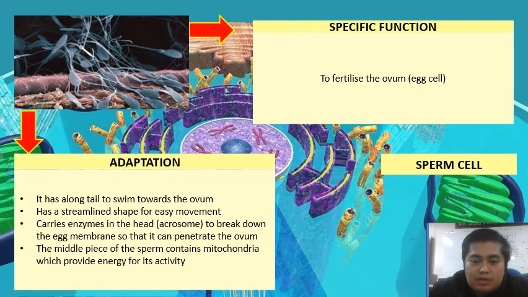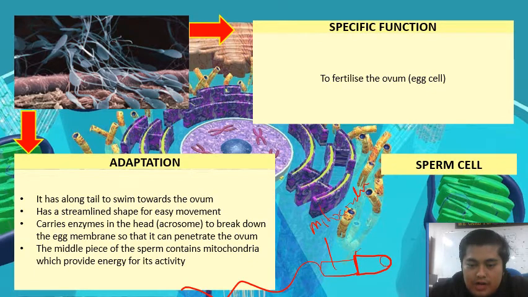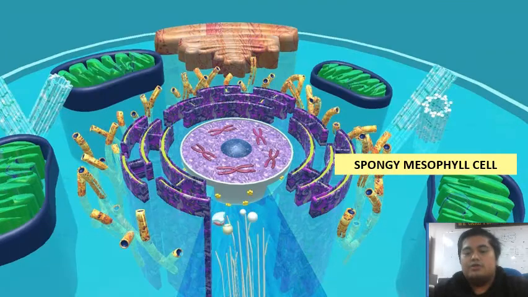So sperm ni bentuk dia macam ni. Dia ada kepala yang berbentuk stream-like, lepas tu dia ada middle piece, dan barulah dia ada ekor. So dekat middle piece ni banyak mitochondria, dan dekat hujung ni pula dia ada satu enzim yang dinamakan sebagai acrosome. So next, tadi kita cerita pasal animal cell.